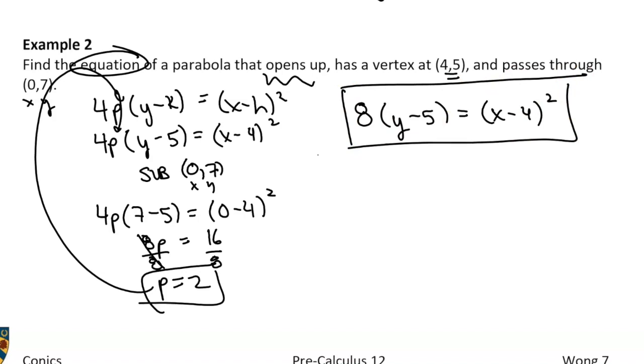A good extension to a question like this would be saying, hey, what's the directrix and what's the focus? So it might be something that you want to play around with. And it'd be great if you had some graphing paper to be able to help sketch that out a little bit as well.